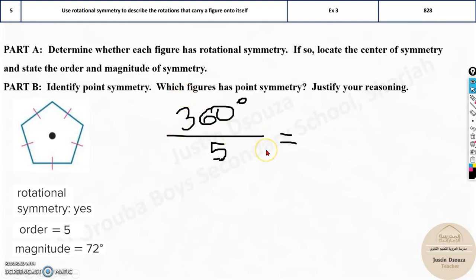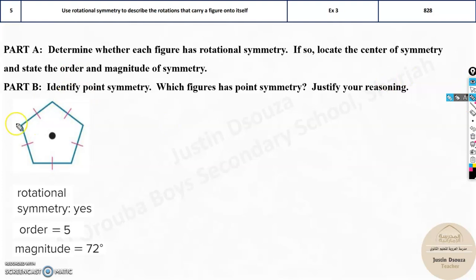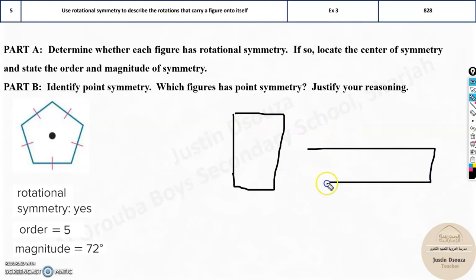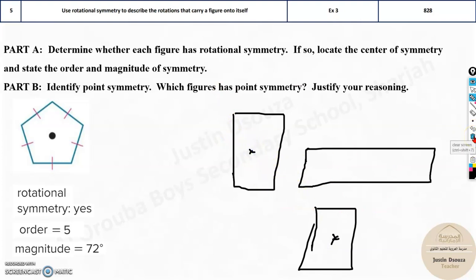Now, what other things next? They have told about something called point symmetry, right? What is this point symmetry? Point symmetry is basically if you can rotate this object 180 degrees about the point of origin. So what it means is, imagine I have a rectangle like this, okay? Now, if I do a 90-degree rotation, it'll be something like this. No. But if I do 180 degrees again, it's going to be the same rectangle.